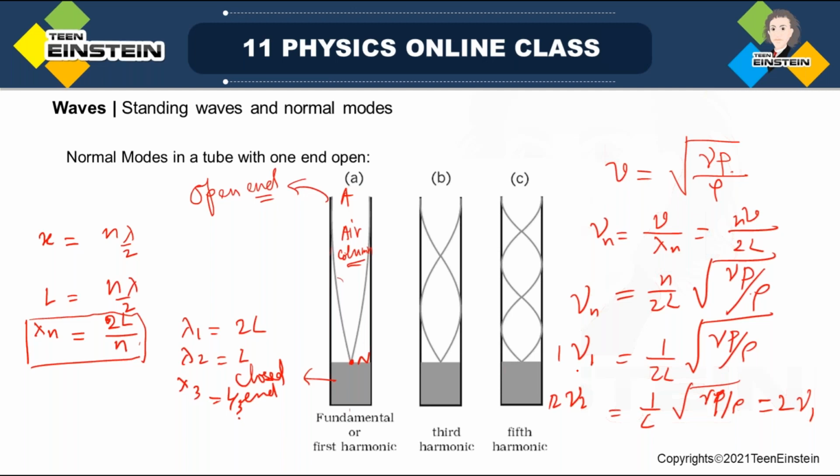So these various modes of vibrations of an open pipe are actually shown over here. You can see that in this. This is the fundamental one, or the first one, this is the third harmonic, and this is the fifth harmonic.